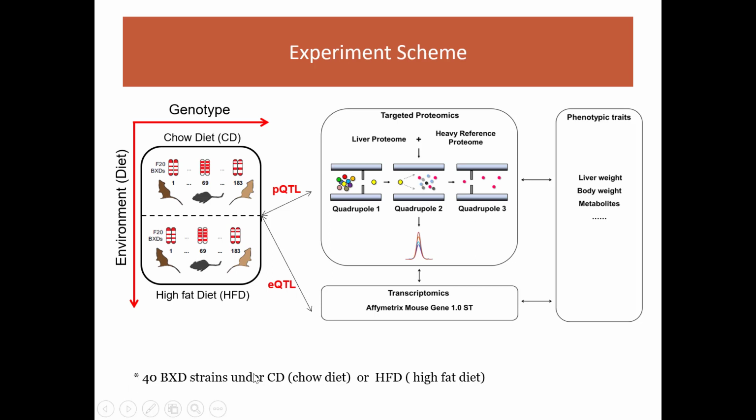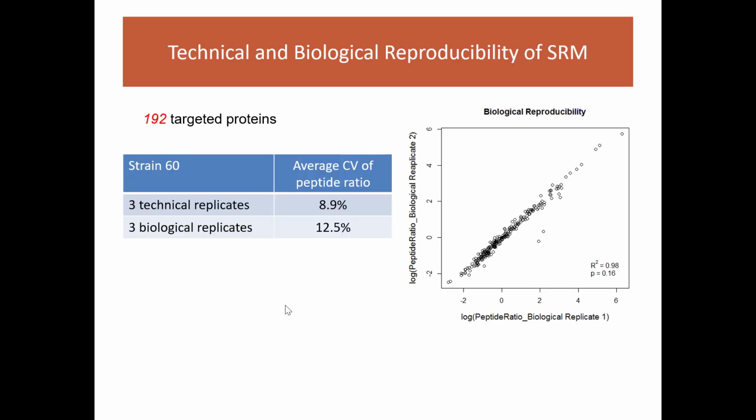So we measured 40 strains under two conditions in duplicate, and what was measured was a number of proteins centered around metabolism. So it's not a random selection of proteins; they are proteins which already have some functional significance. These 192 proteins were targeted across these strains, and this shows the technical replicate CV and the biological replicate CV. Technical means the same sample is injected twice or three times, and biological replicates means the same liver or the same brain from the same mouse was processed through the whole process.